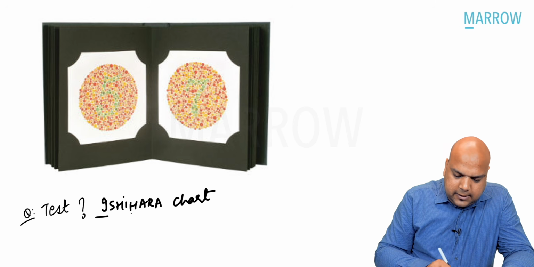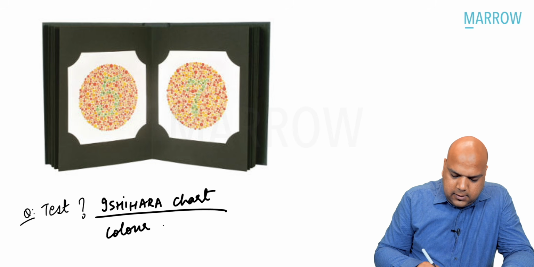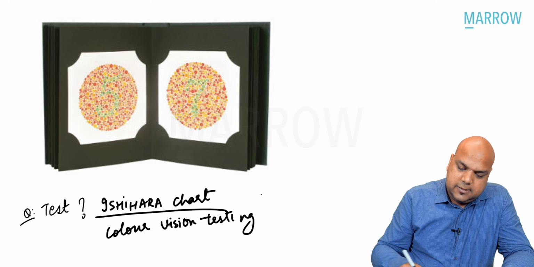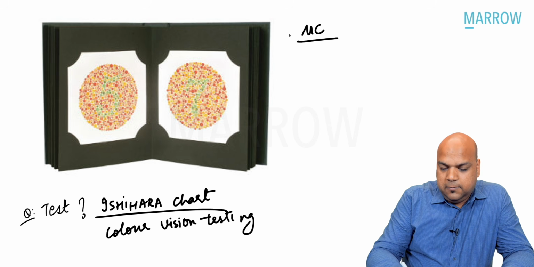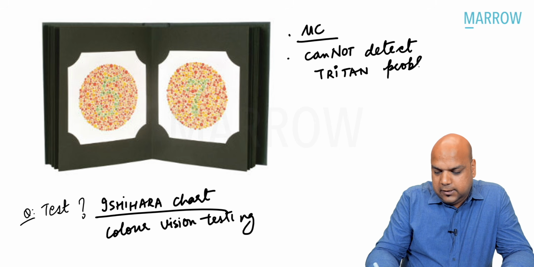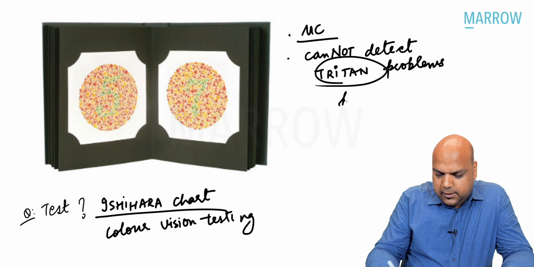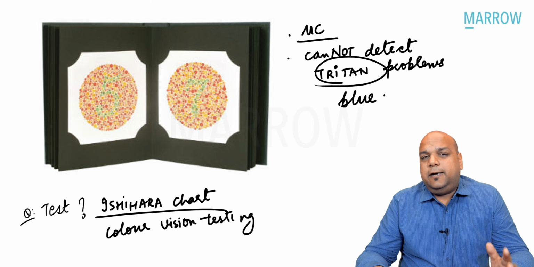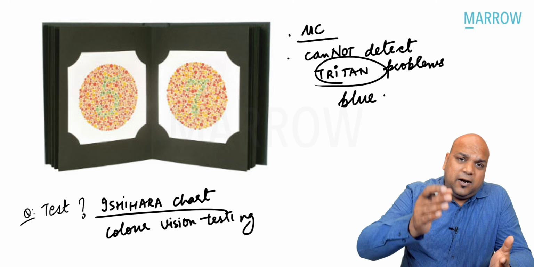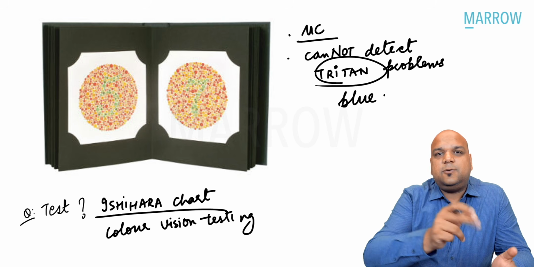Obviously, we know that Ishihara chart is used for color vision testing. It is the most commonly done test, but it has the drawback that it cannot detect Tritan problems. Tritan means which color, guys? Very good, sir. Tritan means blue. All right. That is why it is not the ideal test. What is the best, ideal test? That is Farnsworth-Munsell 100 hue test. All of us know that, right?